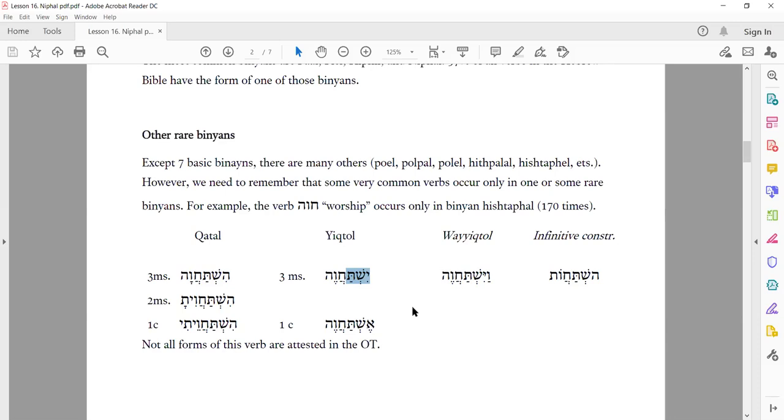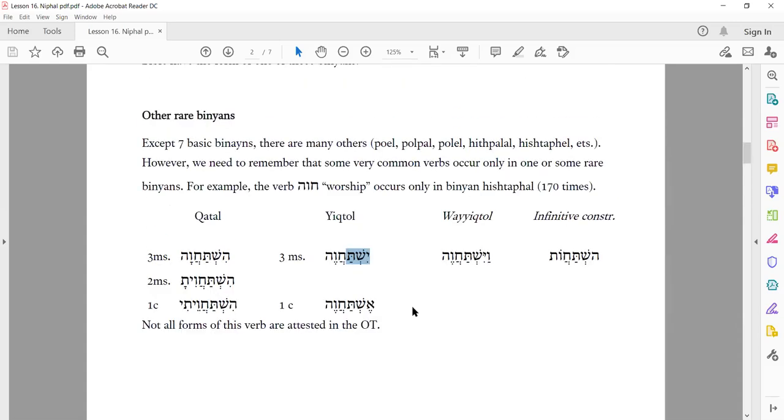But later on, you will easily identify this root because it is not very difficult. Okay, so this is one word that I would like you to memorize, because it is very common. 170 times in the Hebrew Bible, you can find it. And for the first time, when you read it, you could be confused, but later on, you will be easily identifying it. Okay, is it clear so far?